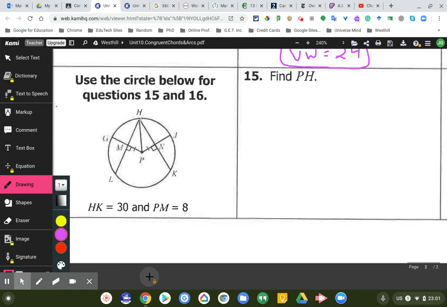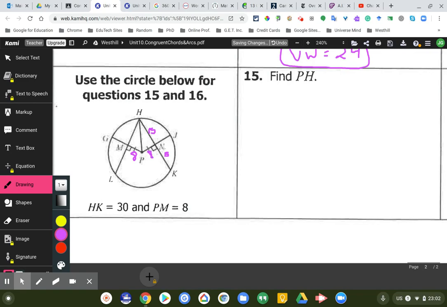So it tells us here HK, this whole length here, is 30. So that means half of it, right? We have to just know that half of it's going to be 15. This is going to be 15. Oh, that's horrible, but whatever. It's 15. And PM is equal to 8. Well, if we know PM is equal to 8, then we know that PN is equal to 8.